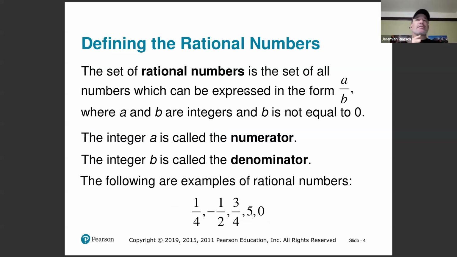The set of rational numbers is a set of all numbers which can be expressed in the form a over b, where a and b are integers and b is not equal to 0. The top number is called the numerator and the bottom number is called the denominator. Some examples are 1/4, -1/2, 3/4, 5, and 0. You may be wondering, where is the denominator in 5 and 0? We can write those as rational numbers by putting 5 over 1 and 0 over 1.